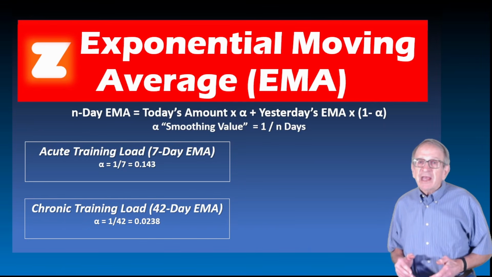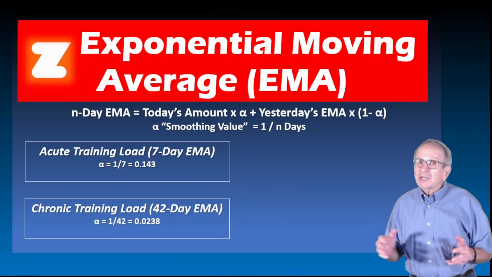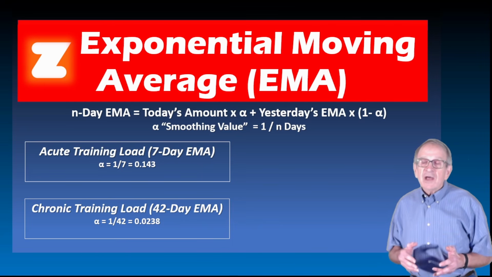So now let's look at the exponential moving average for the acute training load, which is a 7-day EMA with a smoothing factor of 1 over 7, and for the chronic training load, which is the 42-day EMA with a smoothing factor of 1 over 42. So the real difference is the smoothing factor. They both look at the same stream of data. So the acute training load having a much higher smoothing factor, the most recent stress point values have a much higher impact on the EMA result.